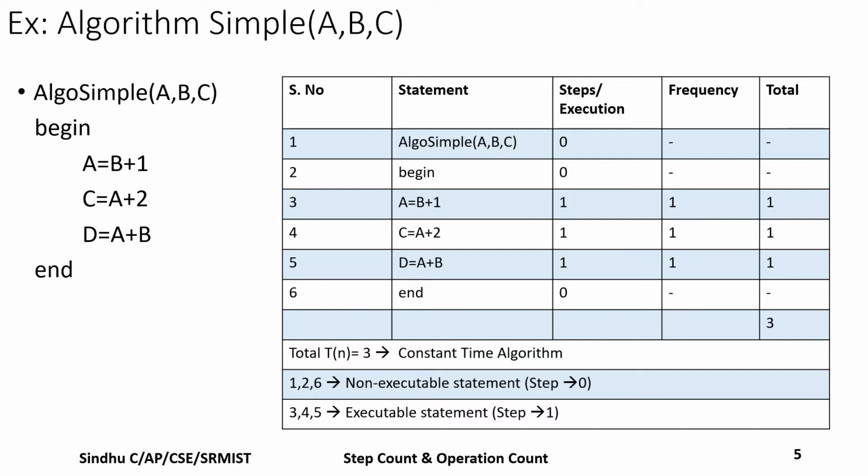Now the total execution, this T of n, is 3, and this is called the constant time algorithm. Here you have the first, second and sixth statements. They are non-executable statements, as I've told you, and 3, 4, 5 is our major concern when it comes to step count. So 3, 4, 5, they are called executable statements.